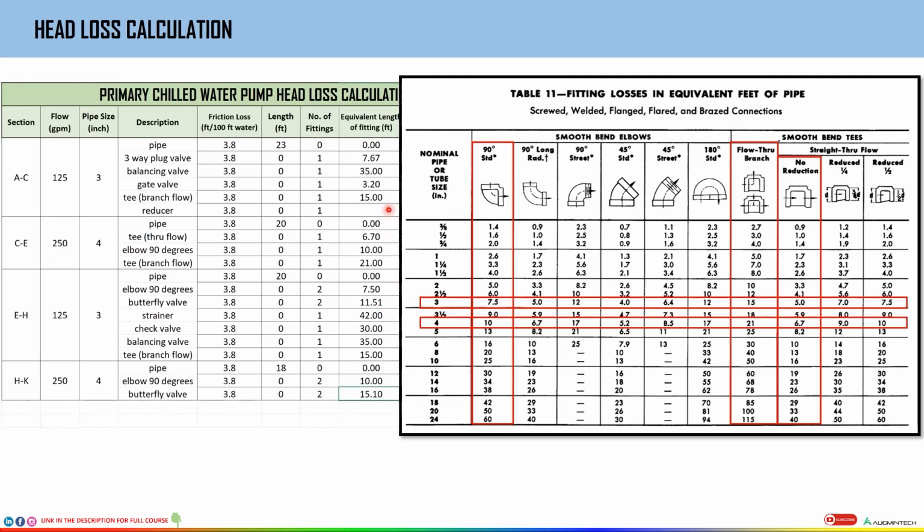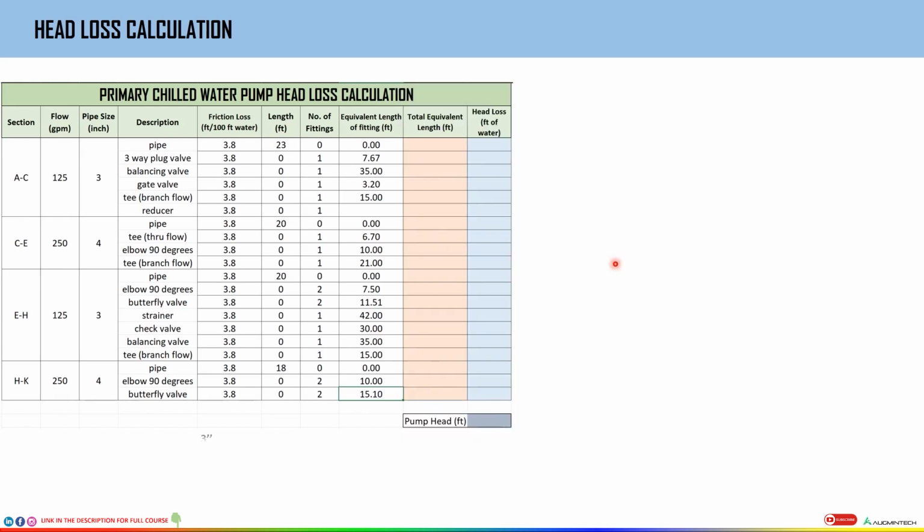So you see we almost have all the values. We just need to find the value of the reducer equivalent length of fitting. Okay, so we'll find that. Before we go into this, first understand how our reducer looks in the project that we have. If you remember from here, the flow was 125 GPM and here it was 250 GPM. The pipe size that we found was 3 inches over here and 4 inches over here. So this is a reducer between a 3-inch pipe size and a 4-inch pipe size.